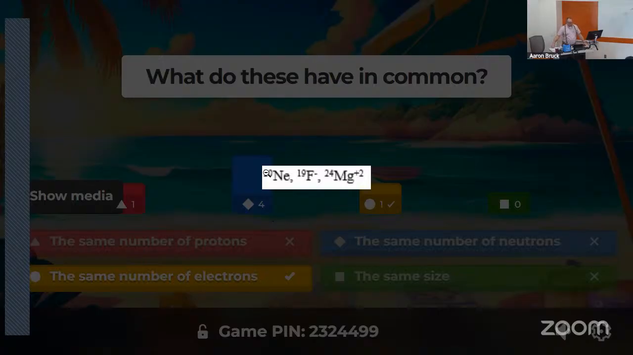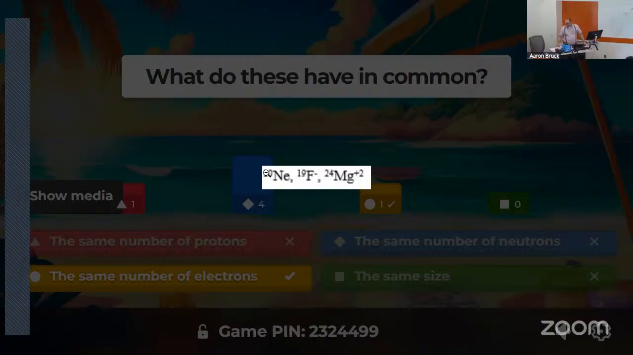So neon 20, 10 protons, 10 neutrons. Fluorine 19, 9 protons, 10 neutrons. That's not bad. Magnesium is 12. Oh wait, 12 protons, 12 neutrons. That's not going to work. So it's not the number of neutrons.